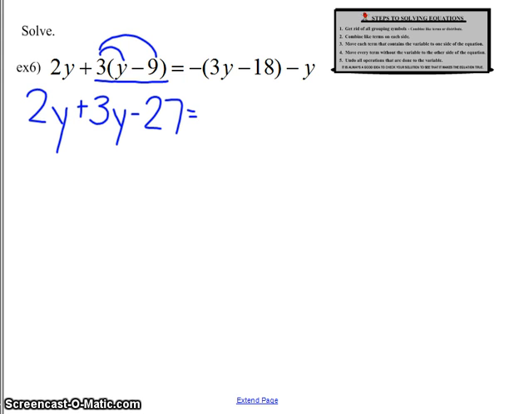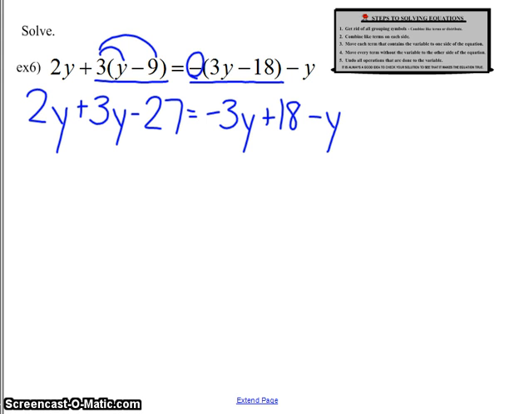My second set of grouping symbols, the only thing in front of it is a negative sign. So what we're going to do is distribute that negative sign through the quantity, which will cause the 3y to become negative 3y, and the minus 18 to become a plus 18. And then we're going to bring down that last minus y.